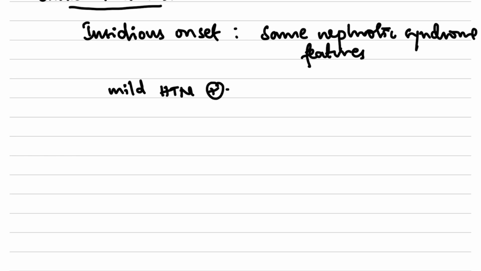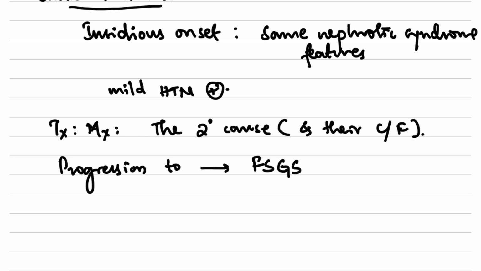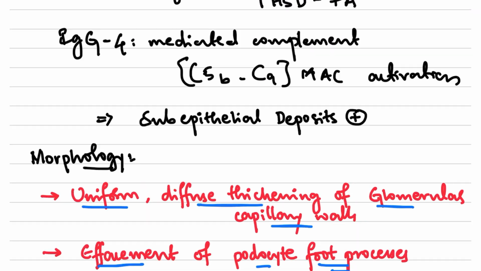Okay. When it comes to the treatment or simple management, we'll treat the secondary cause first. Ultimately, the membranous nephropathy will progress to FSGS, that is focal segmental glomerulosclerosis. Ultimately, it will go into ESRD, that is end stage renal disease. So this is all you need to know about membranous nephropathy.